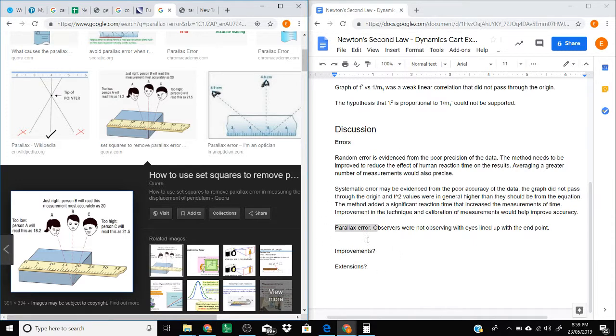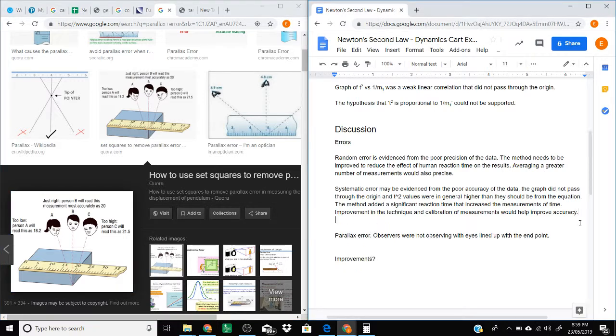So those are the discussion of errors. Now, I just summarized that very quickly. There's probably one more thing I put into systematic error, and I might mention there was an assumption that friction could be ignored.